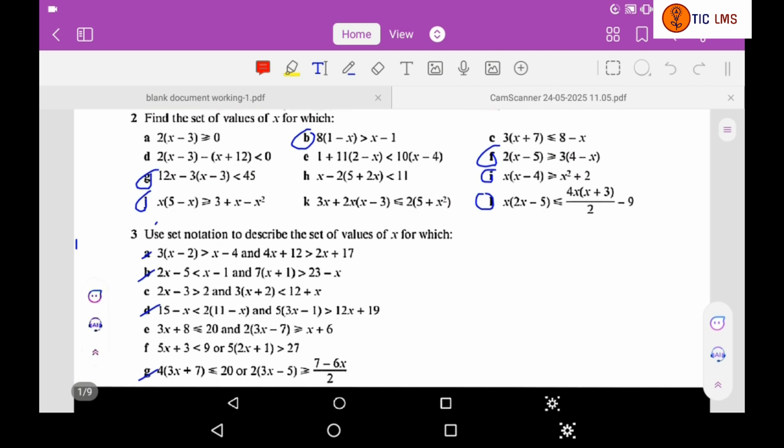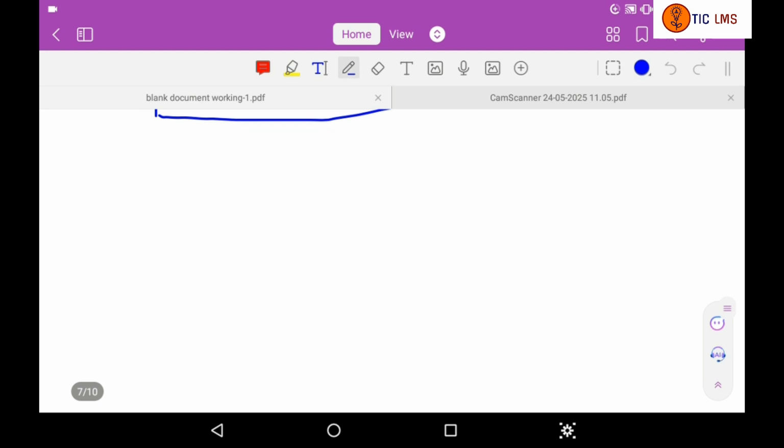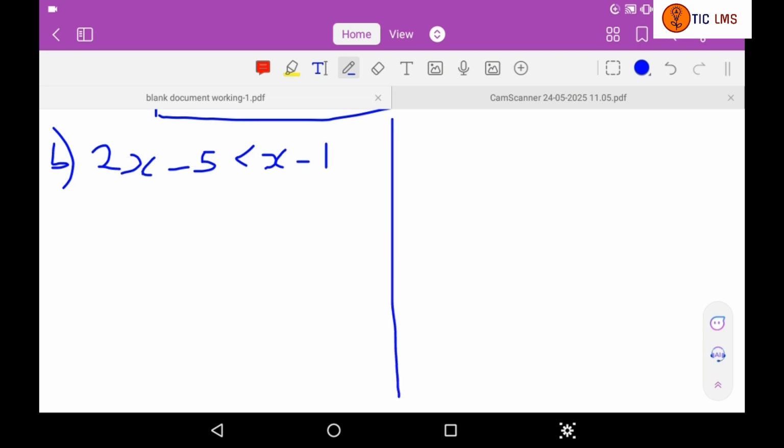Very, very interesting set of questions. So let's see, that's for B, 3B. That's 2x minus 5 less than x minus 1, and 7 into brackets x plus 1 greater than 23 minus x. So let's solve this. We are solving B right now: 2x minus 5 less than x minus 1, and then we have 7 into brackets x plus 1 greater than 23 minus x.